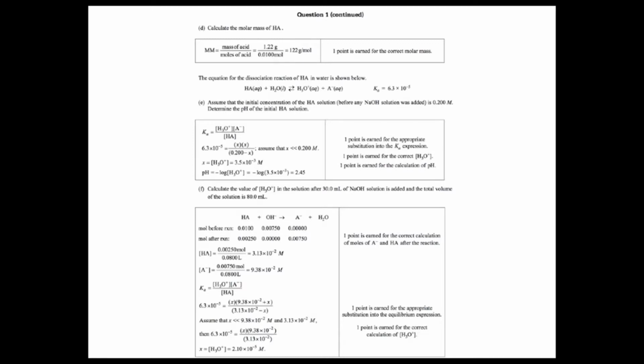Okay. In F, it says calculate the concentration of H3O plus in the solution after 30 mL of NaOH is added, and the total volume of the solution is 80 mL. Okay. So here, because you have HA reacting with OH minus, I've got to write out the reaction between the acid and the base. Okay, and you'd already written that before in B.